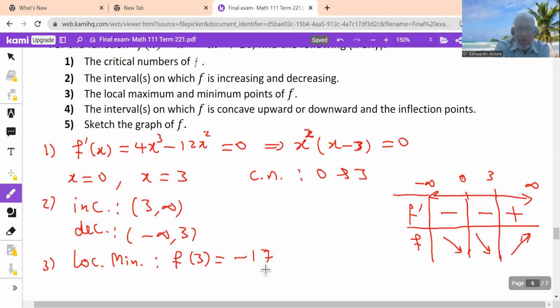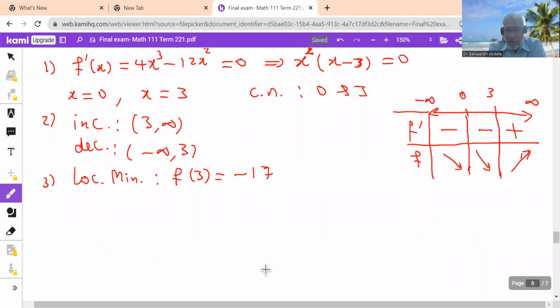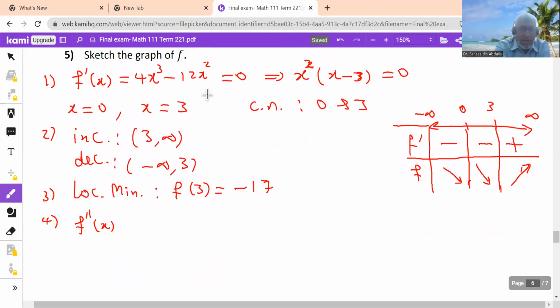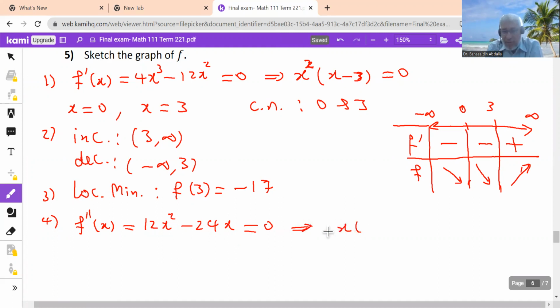Number 4, the intervals on which f is concave up, concave down, and the inflection points. Well, concavity and inflection points, we find them from f double prime. So this is f prime, 4x cubed minus 12x squared. Let us find f double prime from here. Derivative of 4x cubed is 12x squared, minus 24x. Now you put it equal to 0 and you find the zeros. When you put it equal to 0, you can divide both sides by 12, and you can take x as a common factor. So you will have x times x minus 2.